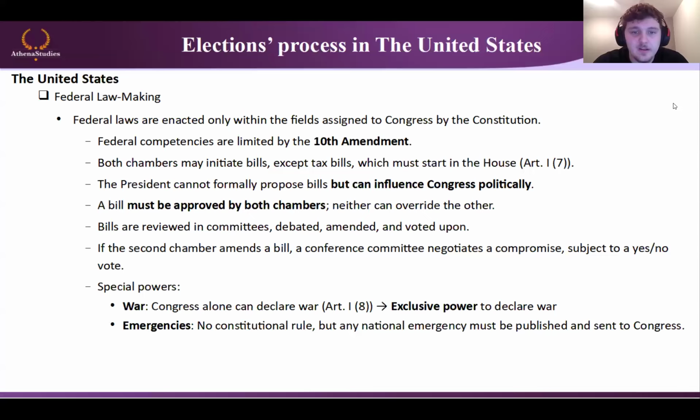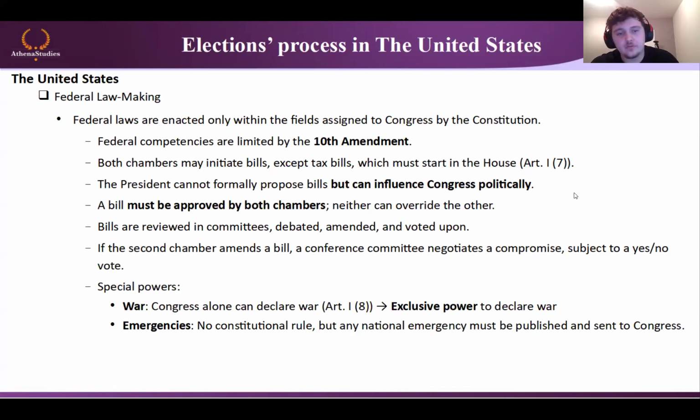Both chambers may initiate bills, except tax ones, which must start in the House. That's Article 1, Section 7 of the US Constitution. The president cannot formally propose bills, but can influence Congress politically. A bill must be approved by both chambers, neither can override the other. Bills are reviewed in committees, debated, amended, and voted upon. If the second chamber amends a bill, a conference committee negotiates a compromise subject to a yes-no vote.